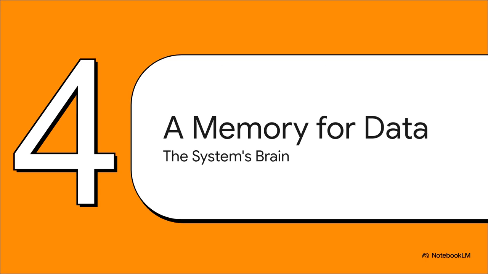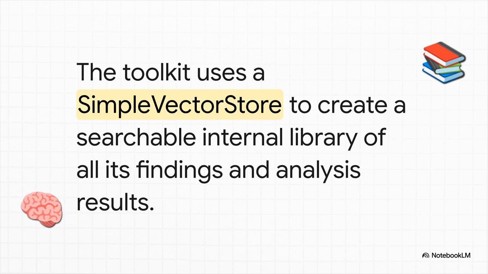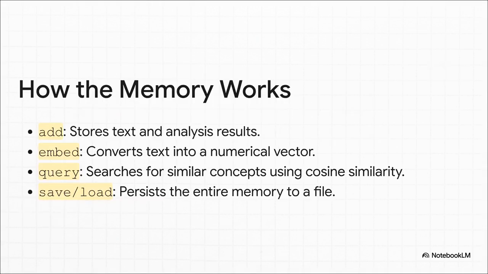So, we've got data generation and data analysis. But for this to be a real research tool, the system needs to be able to remember what it learns. And that's where the next layer of this toolkit comes into play. It handles this with a component called a simple vector store. Honestly, the easiest way to think about this is as the system's brain, or maybe its own internal library. Every analysis it runs, every little pattern it finds, gets logged and stored right here so it can be looked at later.